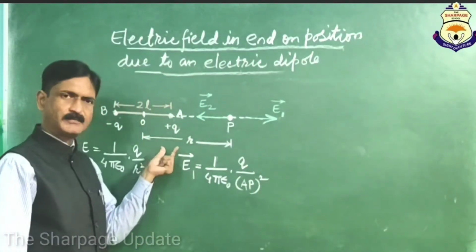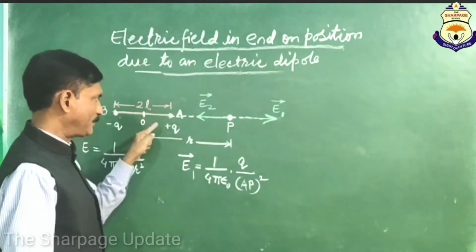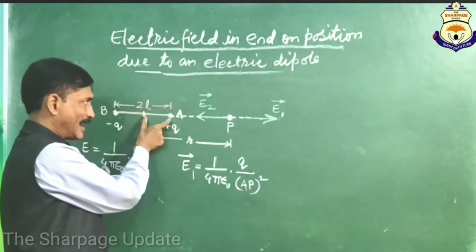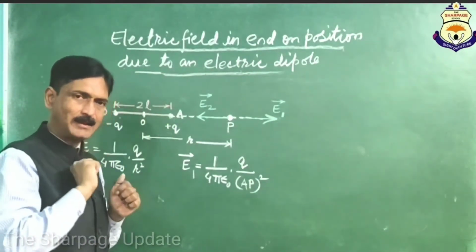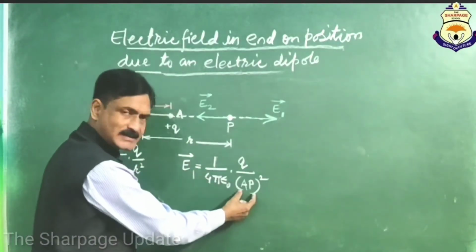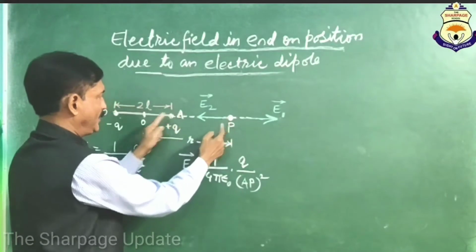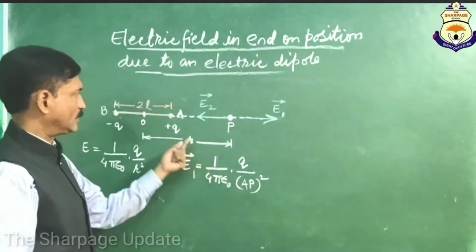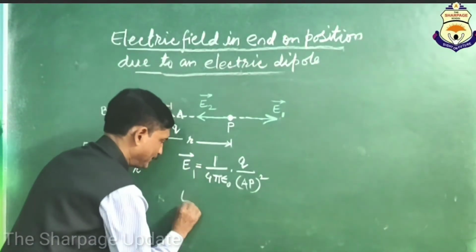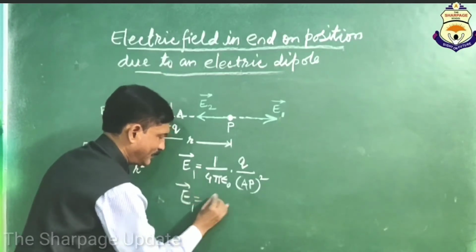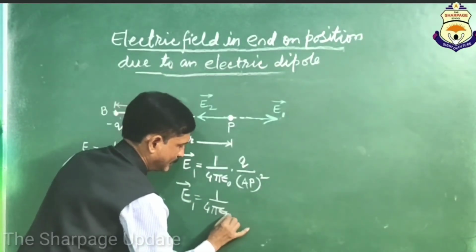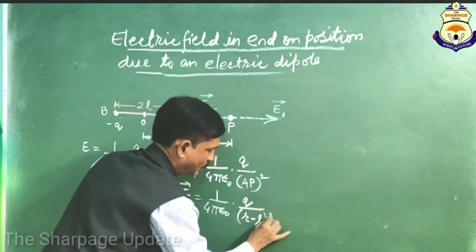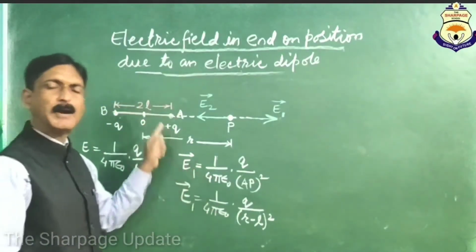Now, in this figure, as you can see, O is the midpoint of the axis of this electric dipole. So, the length AO will be equal to L. Now, we have to calculate the distance AP. So, distance AP will be OP minus OA. It means AP equal to r minus L. So, the value of E1 equal to 1 upon 4 pi epsilon 0 into Q upon (r minus L) whole square. You can see by the figure.